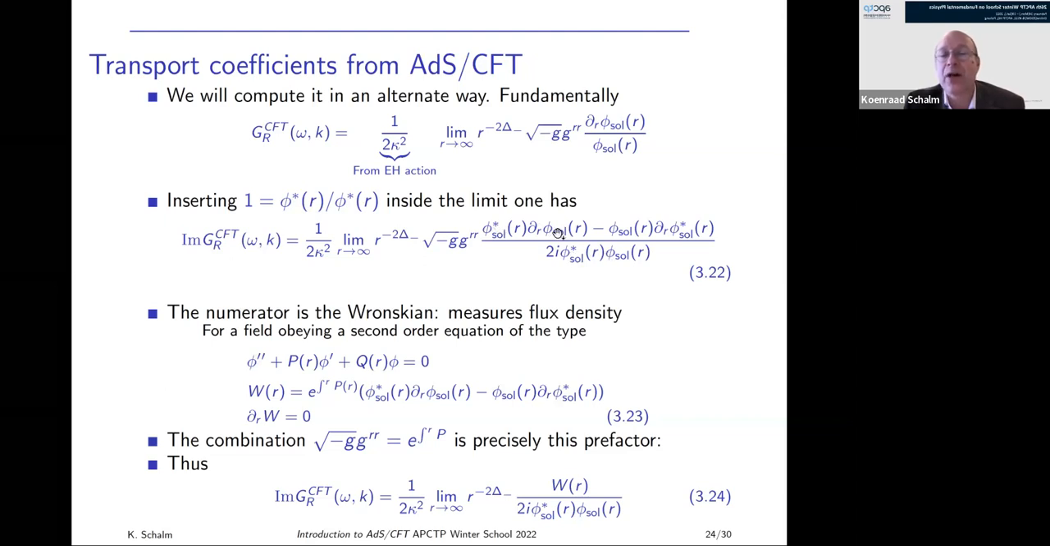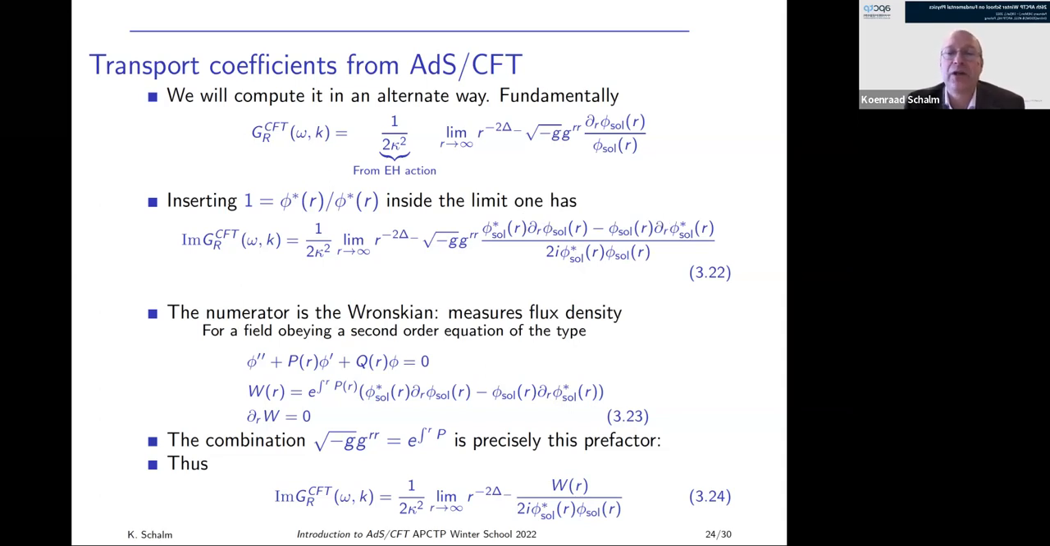And to take the imaginary part, I subtract the complex conjugate and divide by 2i. Okay, so the imaginary part is precisely proportional to this object. And now you recognize something that we've already seen before. This numerator here is what's known as the Wronskian.